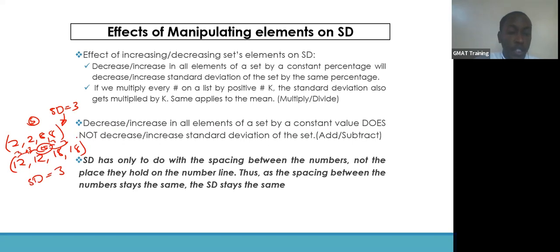The standard deviation actually doesn't change. Why does it not change? This reason has to do with the bolded statement that I had placed in the slide. The standard deviation has only to do with the spacing between numbers, not the place they hold on the number line. Thus, as the spacing between the numbers stays the same, the standard deviation always stays the same. As you can see, the spacing never changes. Same threes from the previous set, and therefore the standard deviation remains the same.